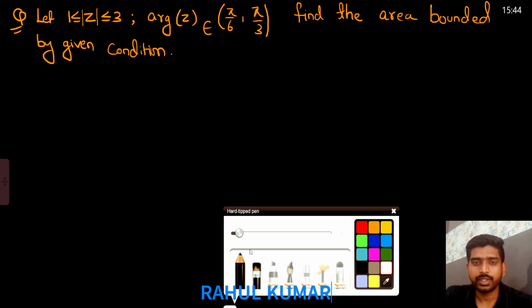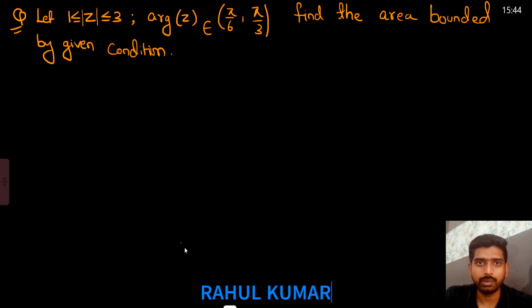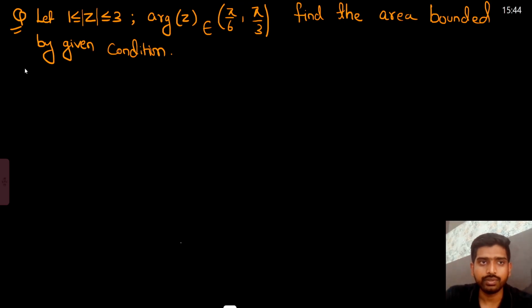So, hello everyone. In today's lecture, we are going to solve some more problems based on complex numbers. Okay, so let's come to the first question. They said, let 1 ≤ modulus of z ≤ 3, and argument of z lies between pi by 6 and pi by 3. Find the area bounded by the given condition.